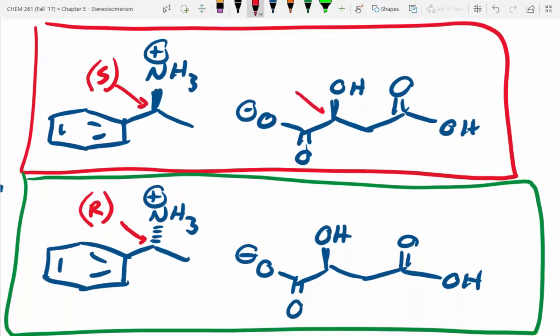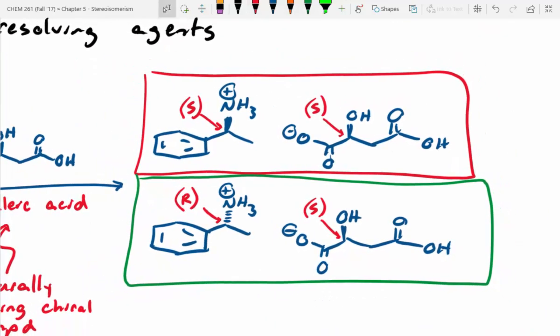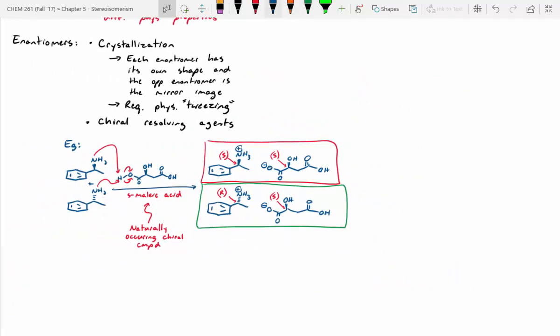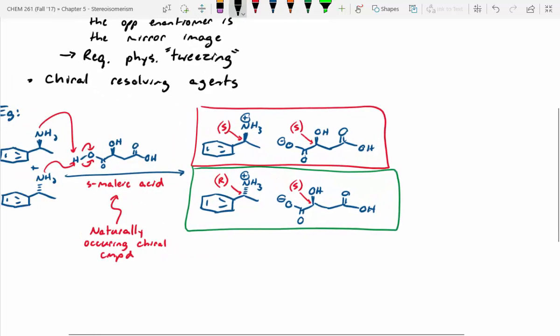Let's go over here. What's that stereo center going to be? S. So you can go through and double check. What about this one? S. It's the exact same. All right, so when we compare the red box to the green box, it looks like we've got two different stereoisomers, which means the relationship between these must be what if one of them was flipped and not both of them? Diastereomers, exactly. So during this whole reaction, it's a little bit weird to think about, but we've created a pair of diastereomers.